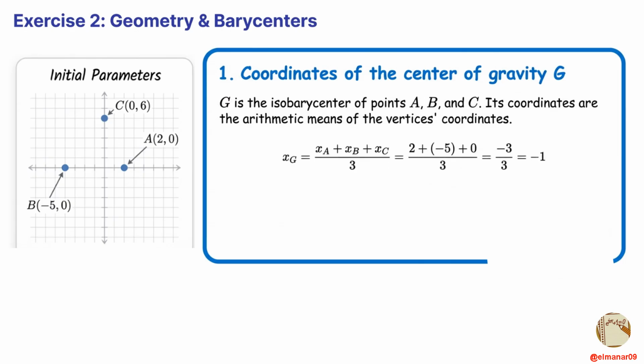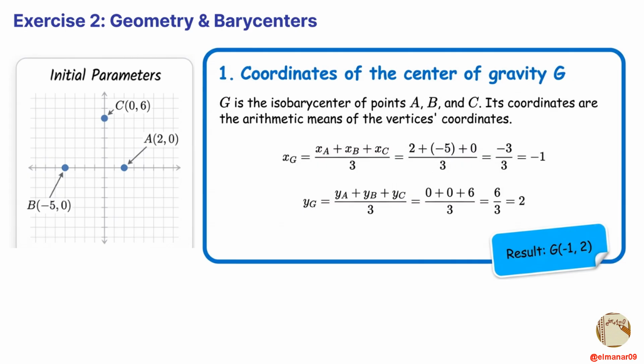Pay close attention. 1. For the x-coordinate, xg, we take the x-coordinate of A, 2, add that of B, -5, and that of C, 0. 2 plus -5 plus 0 gives us -3. We divide by 3, and presto, we get -1. 2. For the y-coordinate, yg, we do the same with the y-coordinates. 0 for A, 0 for B, and 6 for C. 0 plus 0 plus 6.